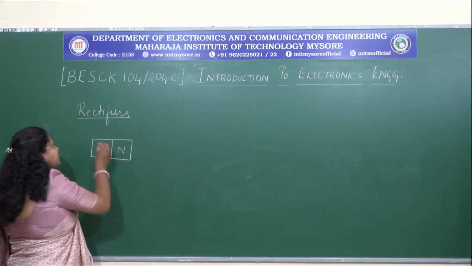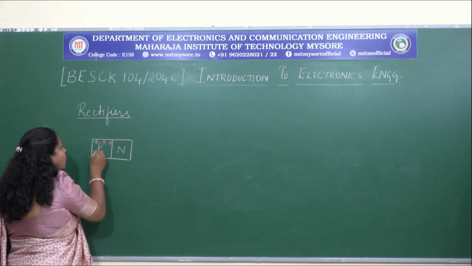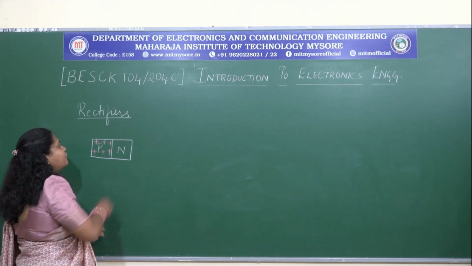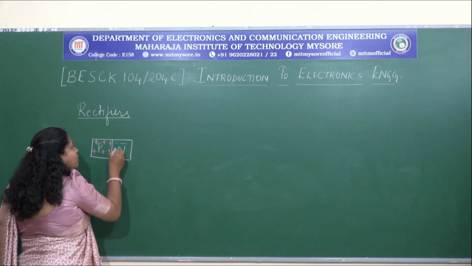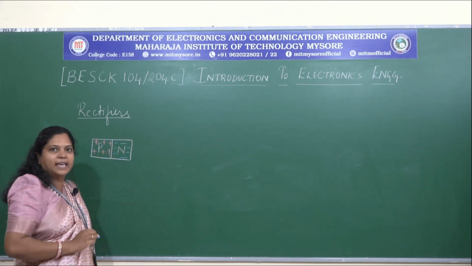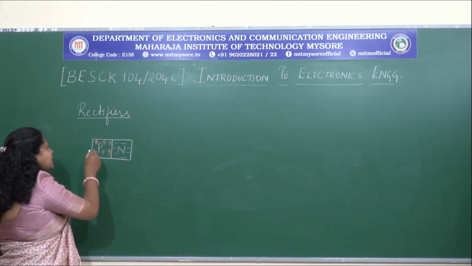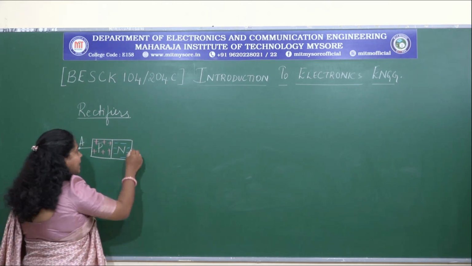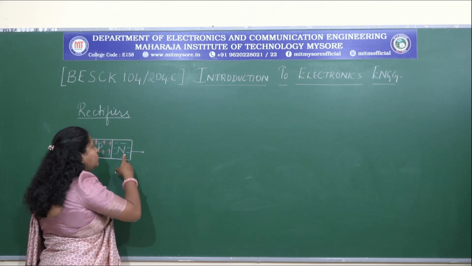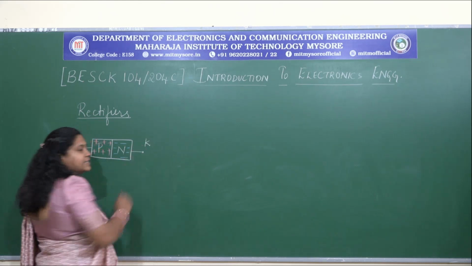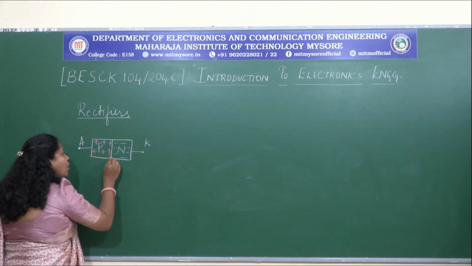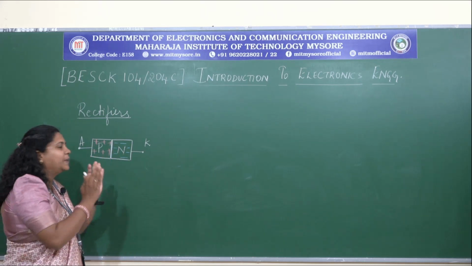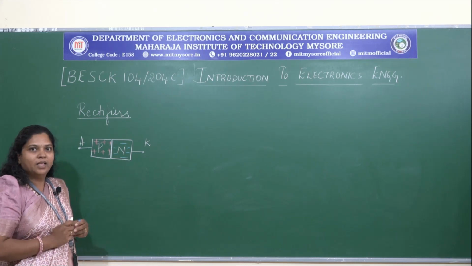In the P region, as we know, we have an excess of holes. Similarly, in the N region, we have an excess of electrons. The terminal across the P region is known as the anode, whereas the terminal across the N region is known as the cathode. And we also know that we have a junction barrier present between the two regions.